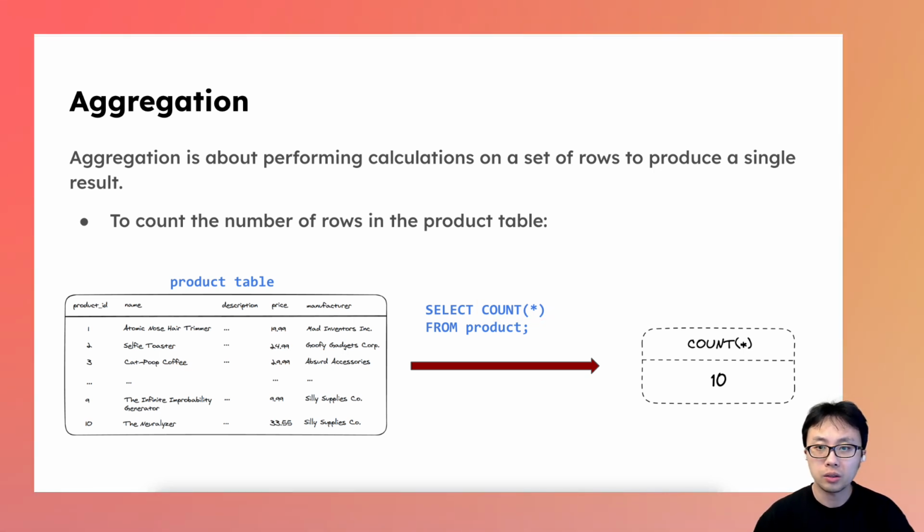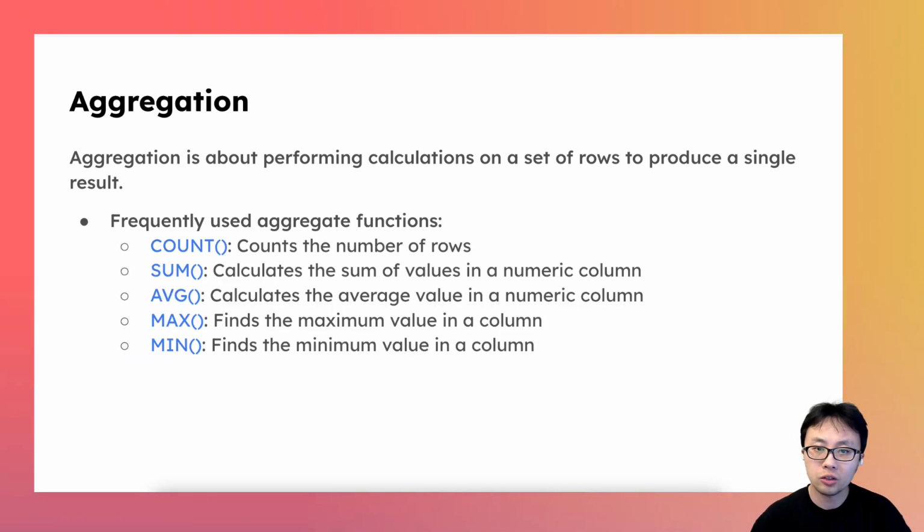Aggregation is about performing calculation on a set of rows to produce a single result, and the calculation relies on using some of the existing functions in SQL. Some of the most frequently used aggregation functions include count, sum, average, max, and min. As you can see, the names tell a lot about what they do. For example, the AVG function calculates the average value in a numeric column. For another example, max finds the max value in a column.